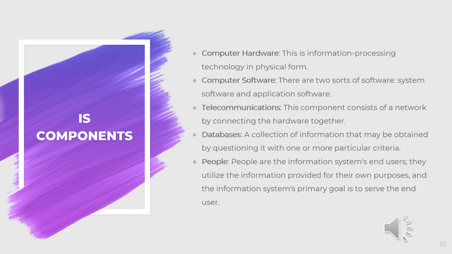and databases, which is a collection of information that may be obtained by questioning it with one or more particular criteria. Lastly is people. People are the information systems users, who utilize the information provided for their own purposes, and the information system's primary goal is to serve the end user.